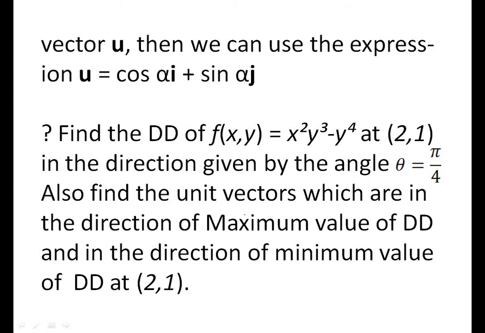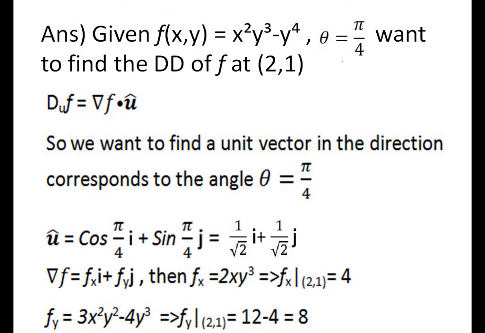Then we want to find the unit vectors in the direction of the maximum value of the directional derivative and also at the same time the direction of the minimum value of the directional derivative at the point (2, 1). Okay, given f of x, y equal to x squared y cubed minus y raised to 4, and theta equal to pi by 4, we want to find the directional derivative of f at (2, 1).